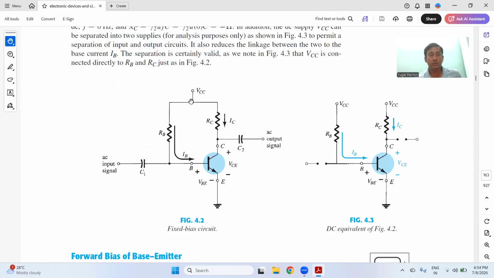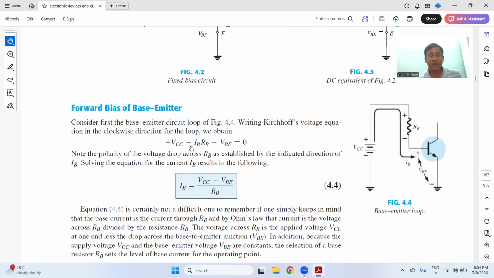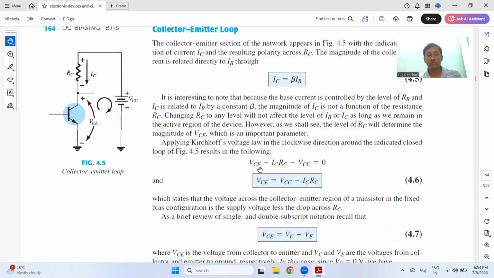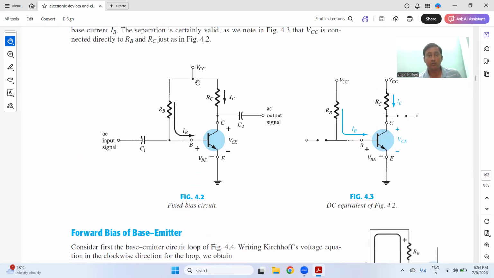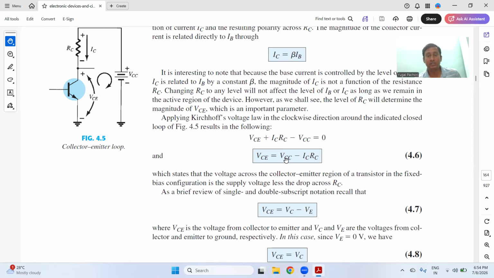and from this side, VCC is equal to IBRB plus VBE, and you do the analysis and you find that VCC minus IBRB minus VBE is equal to 0. With this, you can find the IB, the base current, VCC minus VBE over RB. And from the other equation, VCC is equal to ICRC plus VCE. So it can be written as VCC is equal to VCE plus ICRC.